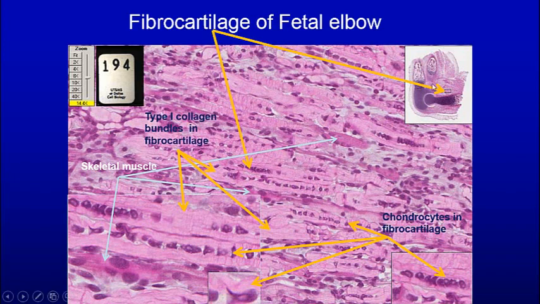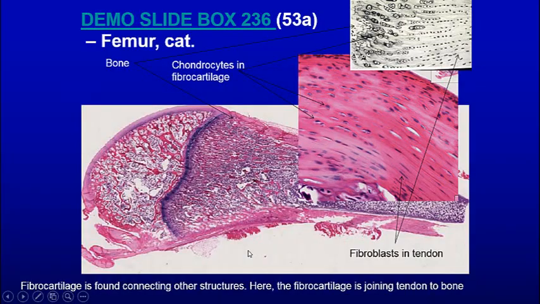Here we see it in a fetal elbow, right in there where this tendon is going to attach to this bone. You can see these cells here. You can see them in groups, each in their lacunae. These are the chondrocytes of the fibrocartilage that you can see. There's type 1 collagen in between. These big bundles here are type 1 collagen. But around each one of these, you can have type 2 collagen.